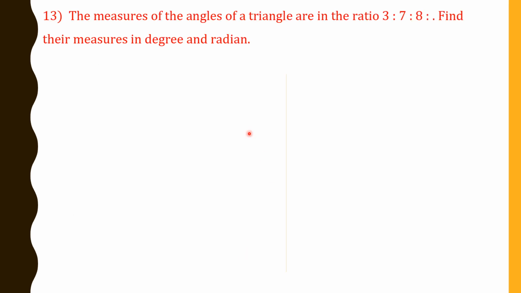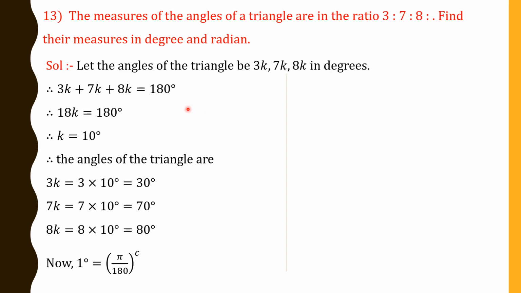Example 30. The measures of the angles of a triangle are in the ratio 3 to 7 to 8. Find their measures in degrees and radians. We know that the angles of a triangle are given in the ratio 3 to 7 to 8. Suppose k is a constant term, then the first angle is 3k, the second is 7k, the third is 8k. Use the result, sum of the angles of a triangle is 180 degree, find k, then find the 3 angles.